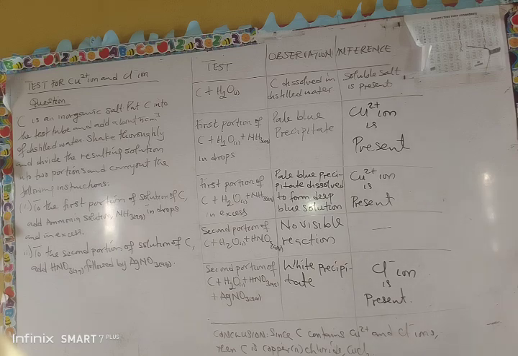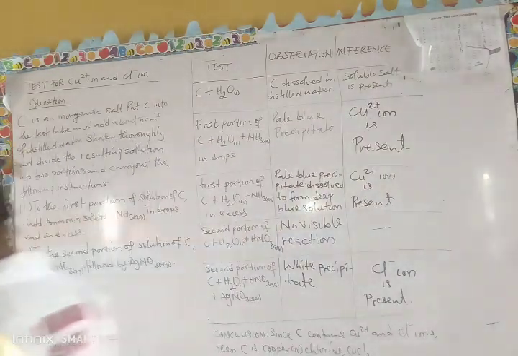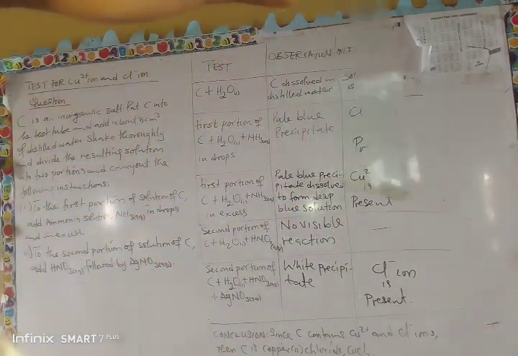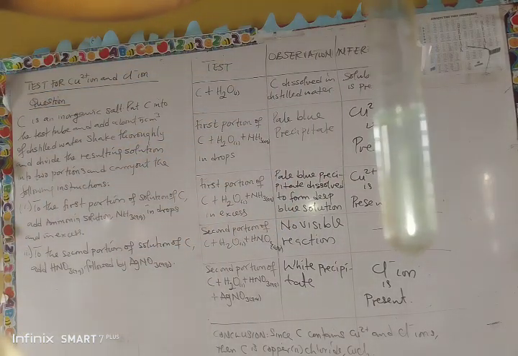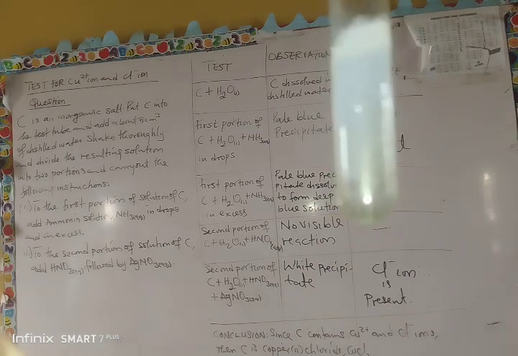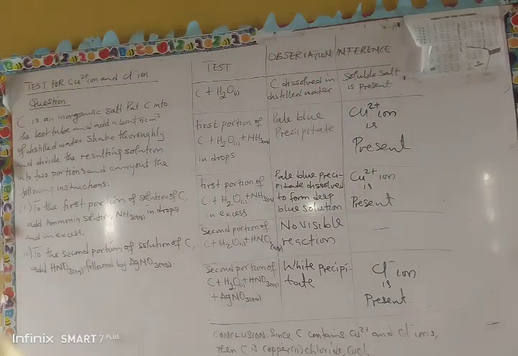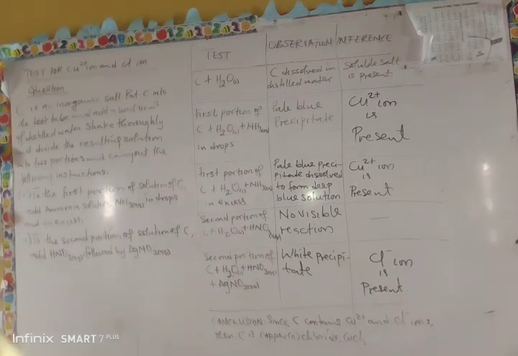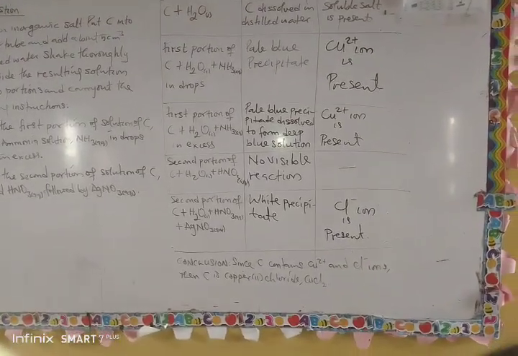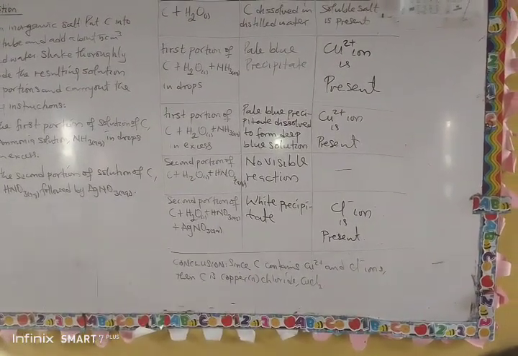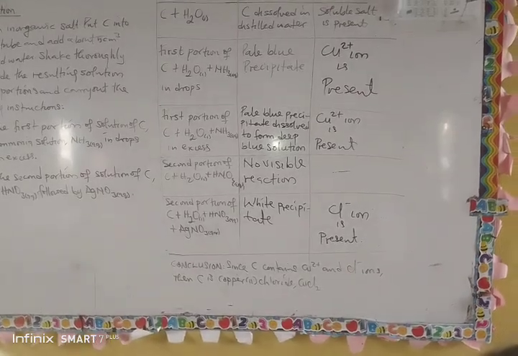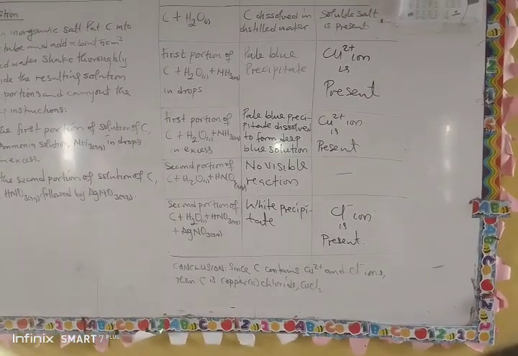AgNO3. So we should add HNO3 followed by AgNO3. So we are adding AgNO3 now. We can see a white precipitate of silver chloride. So far we have been able to test for both copper 2 ion and chloride ion. So we can reflect that in our conclusion. In our conclusion, we can conclude that since C contains copper 2 ion and chloride ion, therefore C is copper 2 chloride.